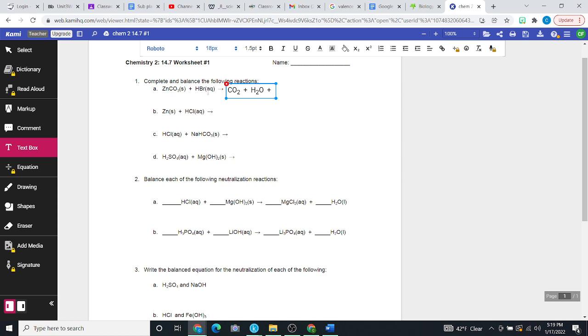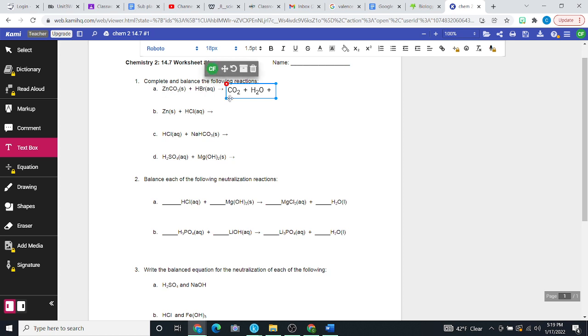Well, let me back up. Let me first talk about splitting these things into their two components. I have zinc, and then I have carbonate. I have hydrogen, and then I have bromine. So if I split those up, that CO3 and that hydrogen are what's giving me this. And remember, opposites attract. So zinc is going to go with bromine.